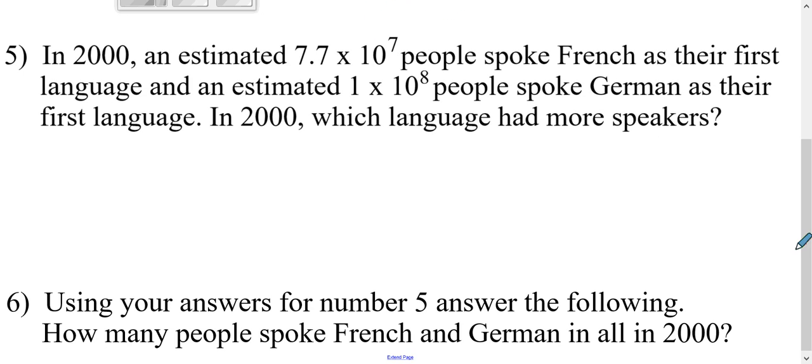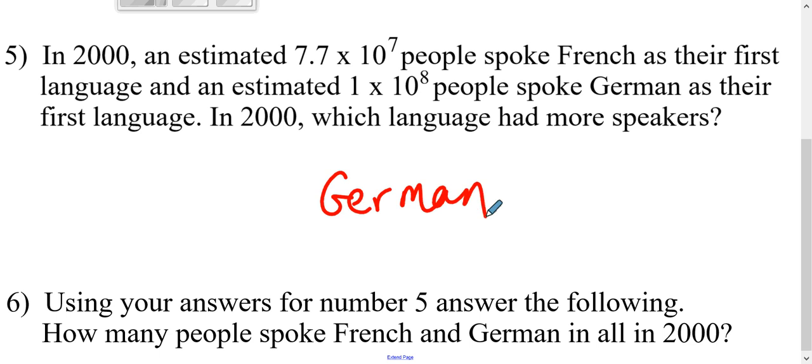Number 5, in 2000, an estimated 7.7 times 10 to the 7th people spoke French as their first language, and 1.1 times 10 to the 8th people spoke German as their first language. Which language had more speakers? Well, you just have to look at the exponents. I know 7.7 is a bigger coefficient, but 1 times 10 to the 8th is going to have a whole extra digit. So that actually is a way bigger number. So German is the correct answer.